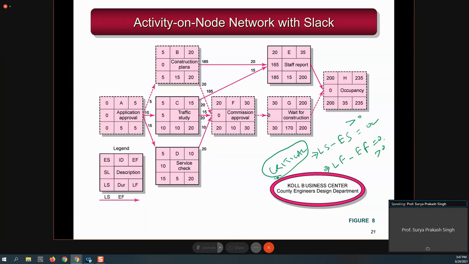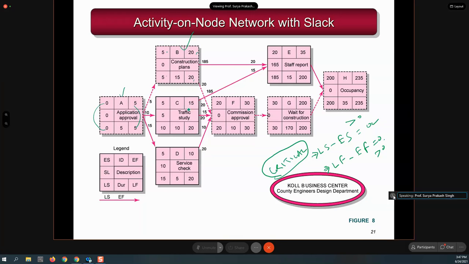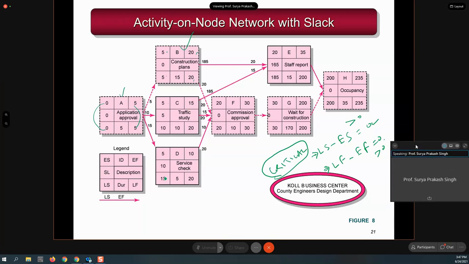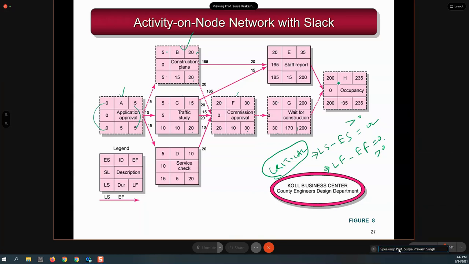Otherwise, it will not be a critical activity. It will be a non-critical activity. So if you see the first activity, this is 0, this is 0, so this is critical. This is 0, this is critical. 10 minus 5, 20 minus 15, not 0, greater than 0, this is not critical. 20 minus 20 or 30 minus 30, 0, this is critical, same thing, this is critical and this is critical.